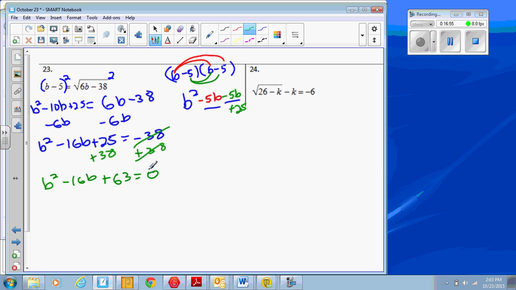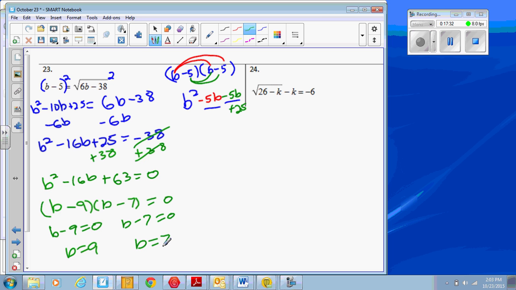And now I'm going to have to factor this, so I'm going to factor it to be b times b, that gives me b squared. I'm looking for numbers that multiply to 63 and add to 16. That's going to be 9 and 7. They're the same sign, and the sign is going to be negative. So I have b minus 9 times b minus 7 equals 0. So this equation up here has been transformed into this one, which is quite simple. b minus 9 equals 0, b equals 9. b minus 7 equals 0, b equals 7. So I have two solutions here that I need to check to see if they actually work.